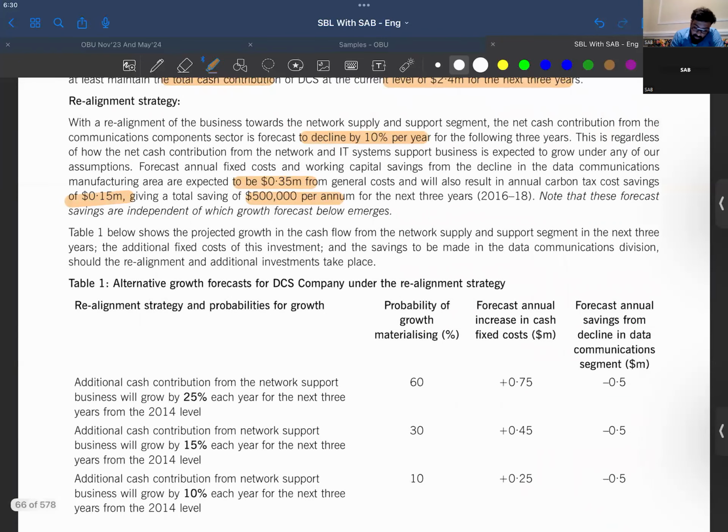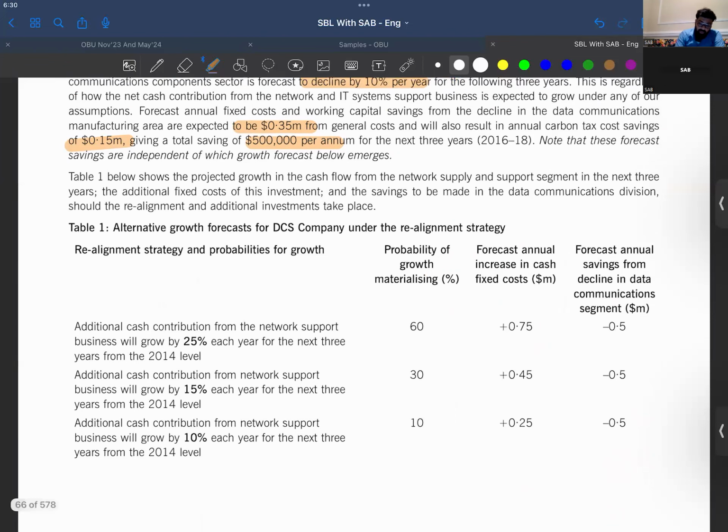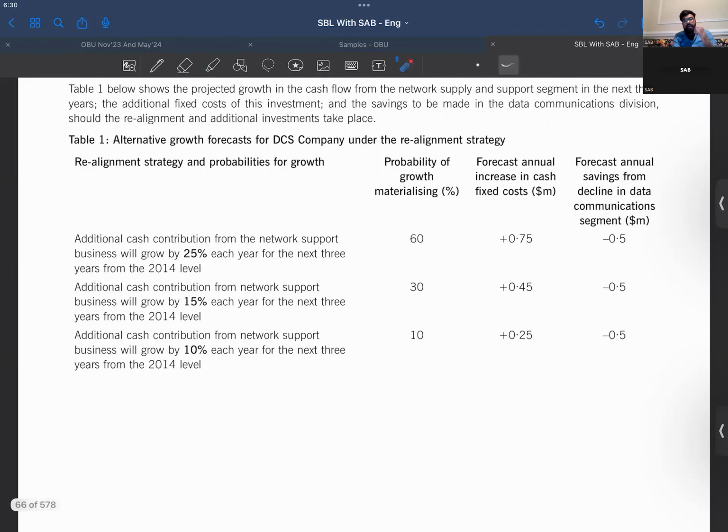Table 1 shows the projected growth in the cash flows, and they have given you a table of that right now. Now try to understand this table. Now, using this complete segment or this complete page, you are going to suggest to them whether they need to refocus or they need to realign.